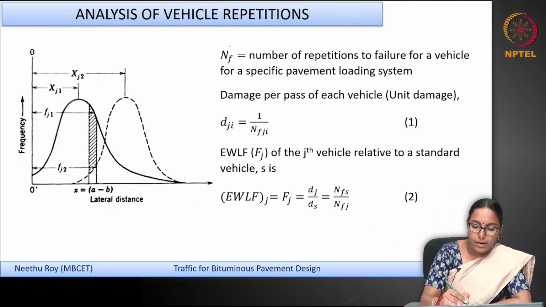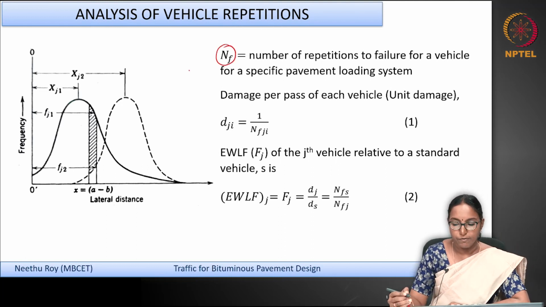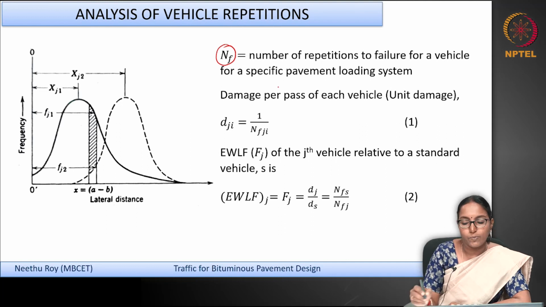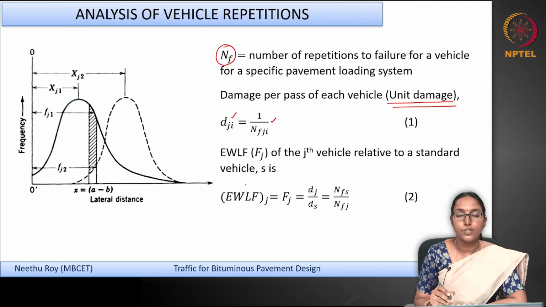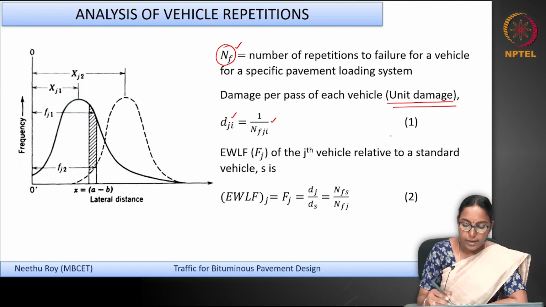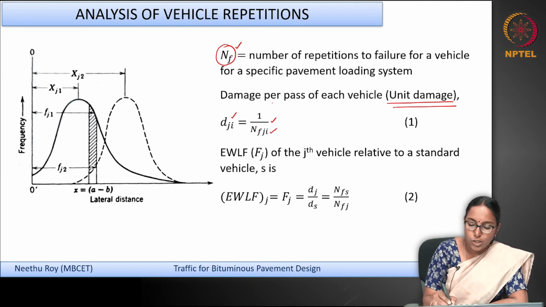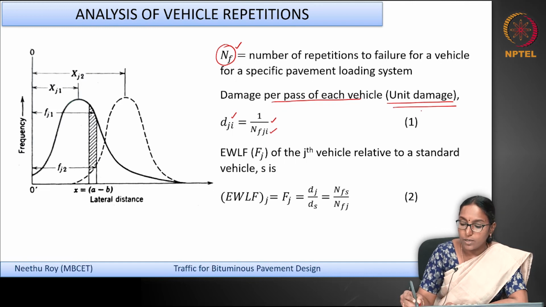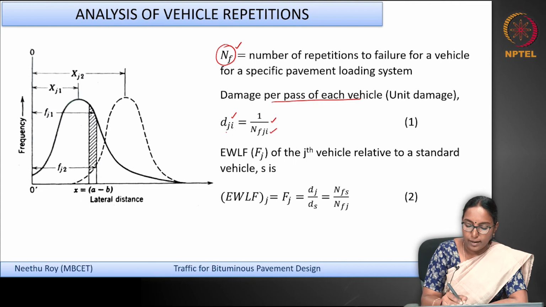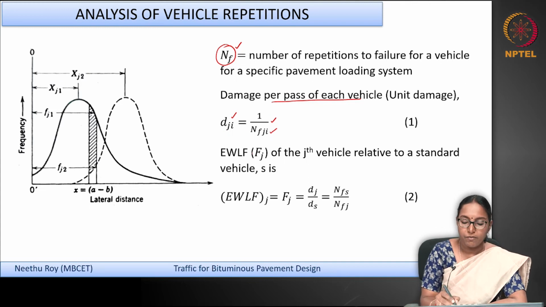Now let us assume that NF is the number of repetitions to failure for a vehicle class on a specific pavement system. Let us assume that each vehicle class has NFj repetitions to failure on a particular pavement system. Now, if there are NFji passes of a vehicle which cause damage or failure, then the damage per pass of each vehicle, denoted as unit damage, can be written as dji equals 1 by NFji, where ji represents my vehicle class, NF is the number of repetitions to failure, and small d represents the damage per pass.